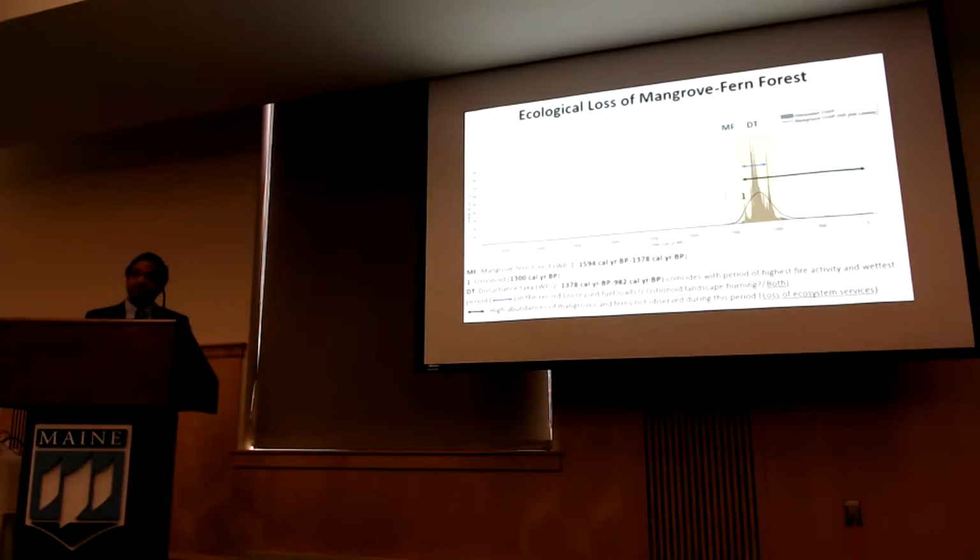But important to note from this diagram is that the black horizontal line indicates that the swamp mangrove fern forest failed to reestablish for the entirety of the record after it was lost, after that period of disturbance, and after the arrival of the Ostionoid, which is shown by 1 on the figure.